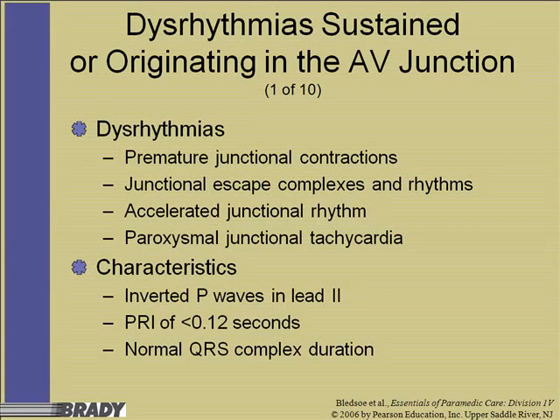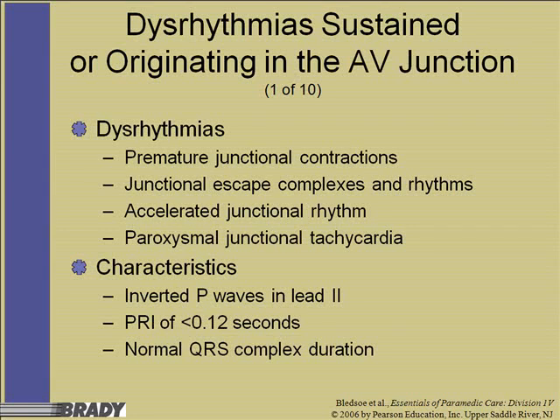Dysrhythmia is sustained or originating in the AV junction. We could have premature junctional contractions, or PJCs, junctional escape complexes and rhythms, accelerated junctional rhythms, and paroxysmal junctional tachycardia. Some of the characteristics you may find: it may be an inverted P wave in lead II because it's sending out that electrical impulse in a different direction. The PR interval of greater than or less than 0.12 seconds, and then normal QRS complex duration because it's conducting to the ventricles. Now, out of these dysrhythmias, there's 4 that are listed there.